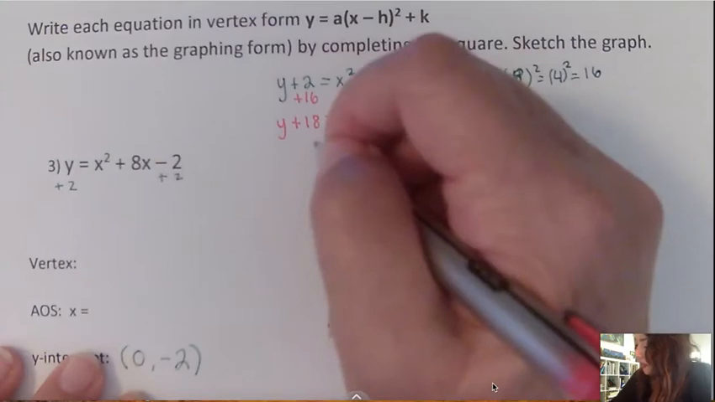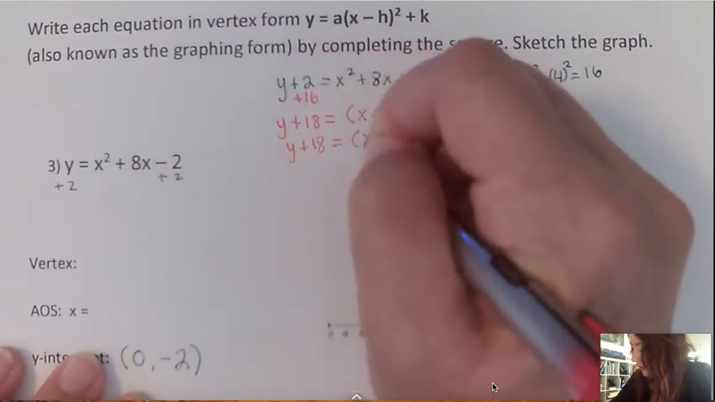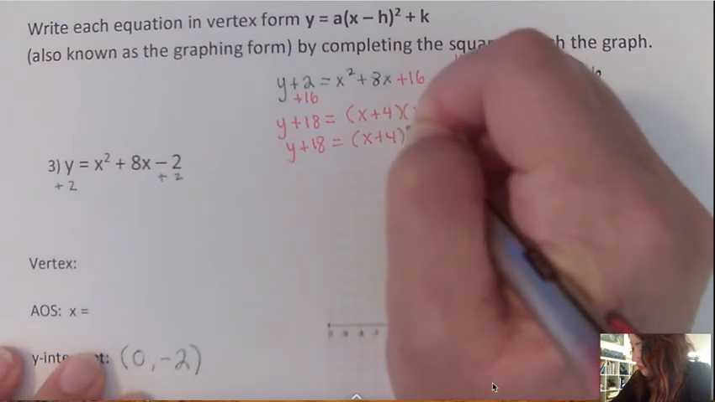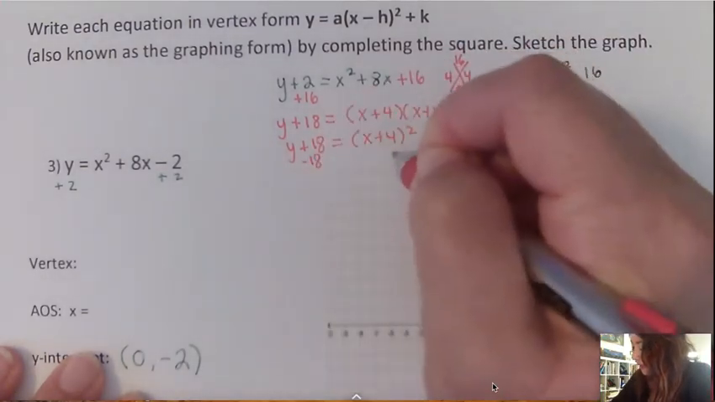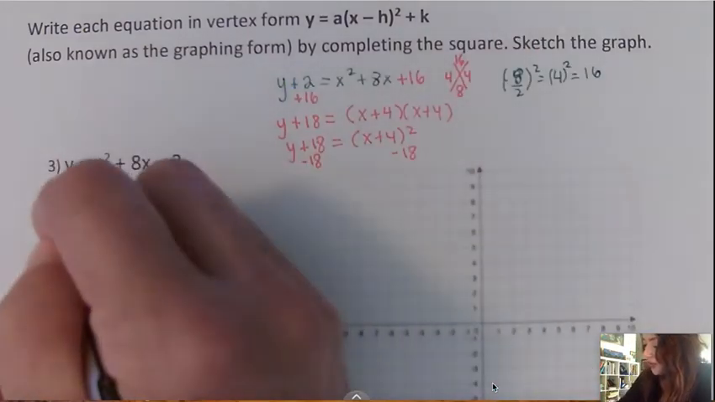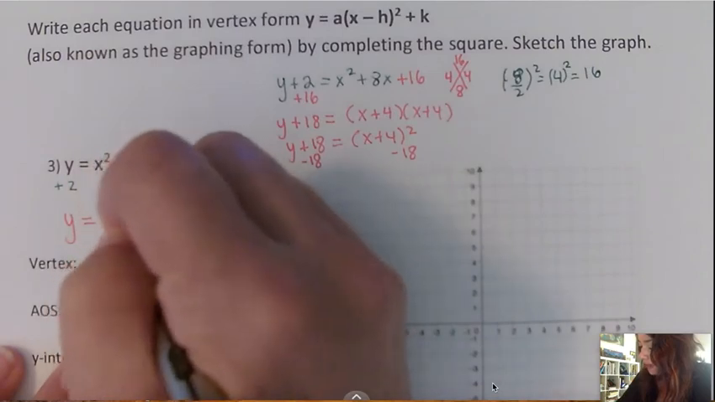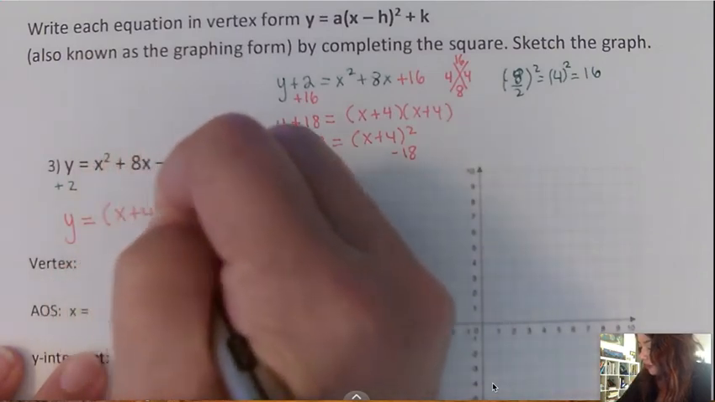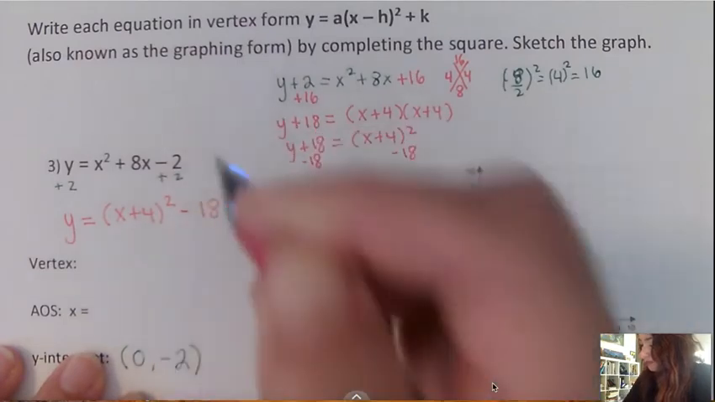Factoring this, we have y plus 18 is equal to (x plus 4) squared. And then we will subtract 18 on both sides. So our equation in vertex form will be y is equal to (x plus 4) squared minus 18.